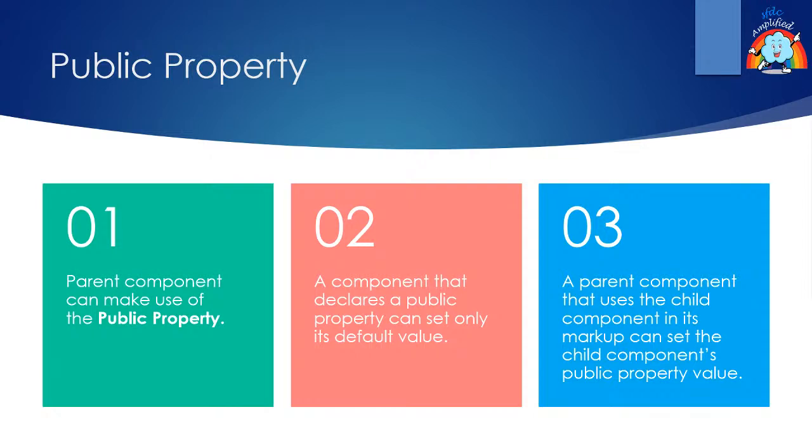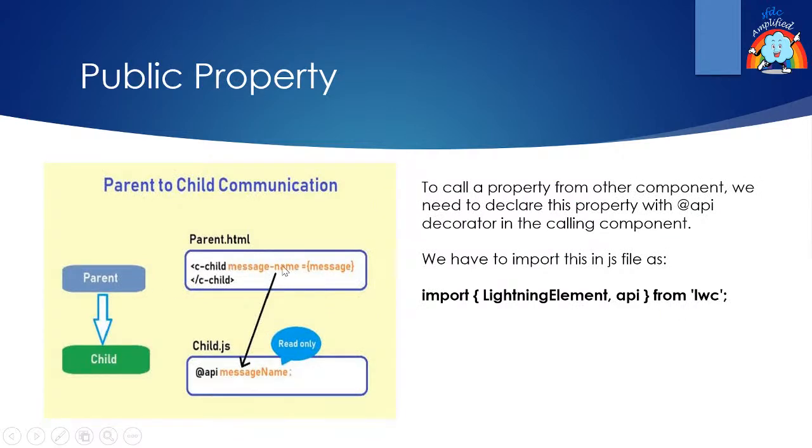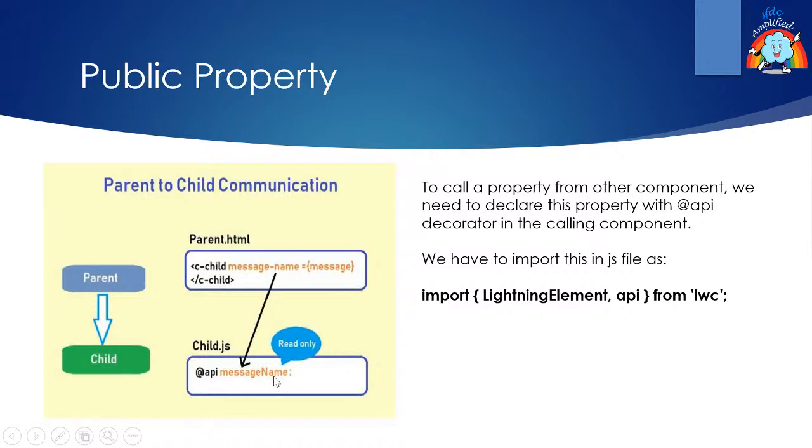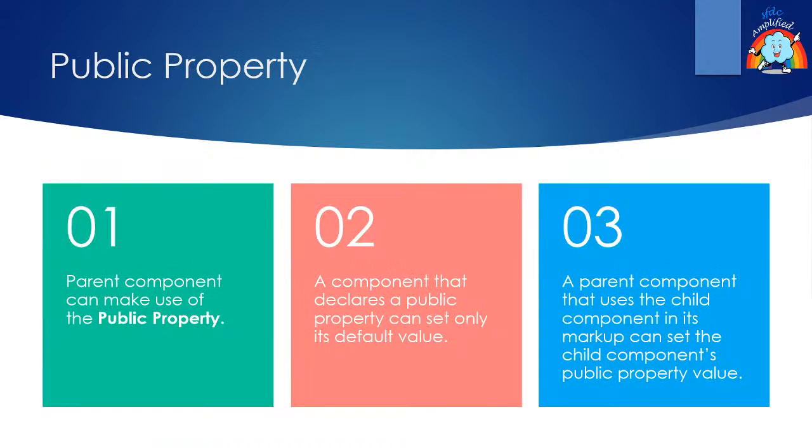As we just discussed, a parent component can make use of a public property. There it was making use of the public property messageName, which was declared in the child. A component that declares the public property can set only its default value. Basically, what it says is that here there is no default value given, but if you want, you can give a default value. But it's a read-only value. If you pass the value here in the message also, it will take that one. We will understand it more clearly later.